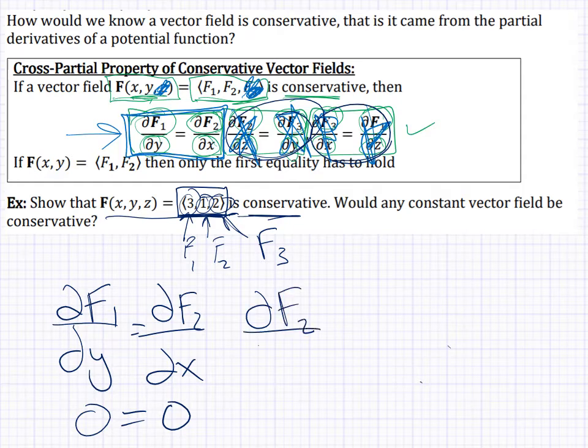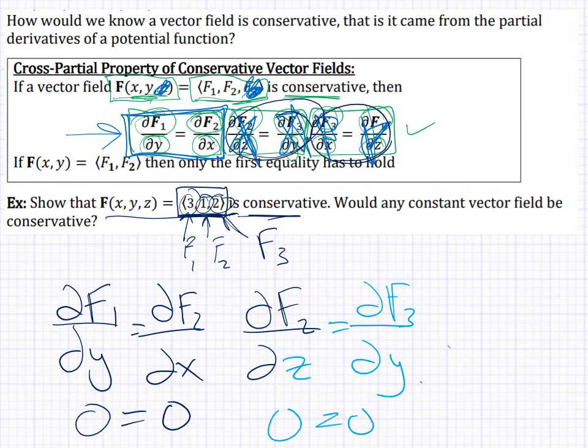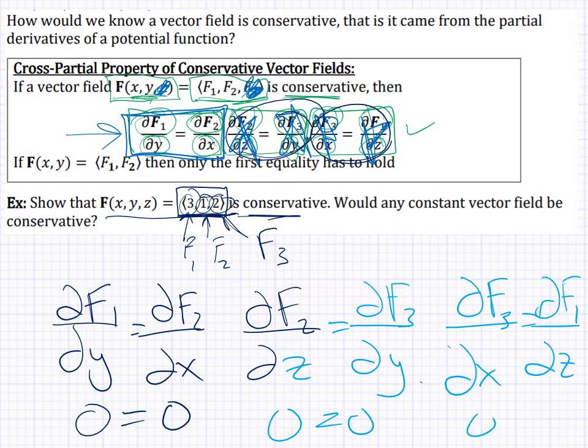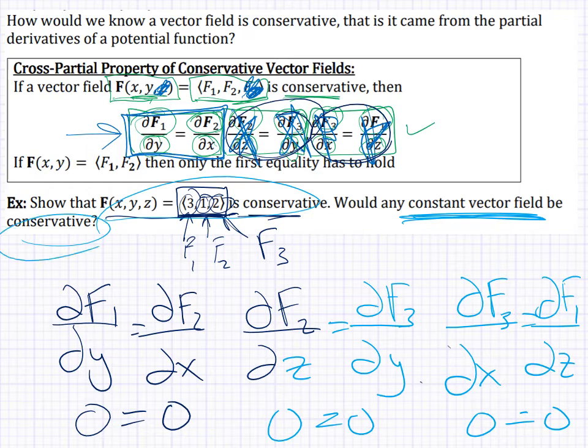Partial of F2 with respect to z should equal the partial of F3 with respect to y, again, both being 0. And the partial of F3 with respect to x should equal the partial of F1 with respect to z, again, both should be 0. So is it conservative? Yeah, it's conservative. What can you say about any constant vector field? Well, they're all going to be conservative, right? Because the same thing's going to happen every single time.